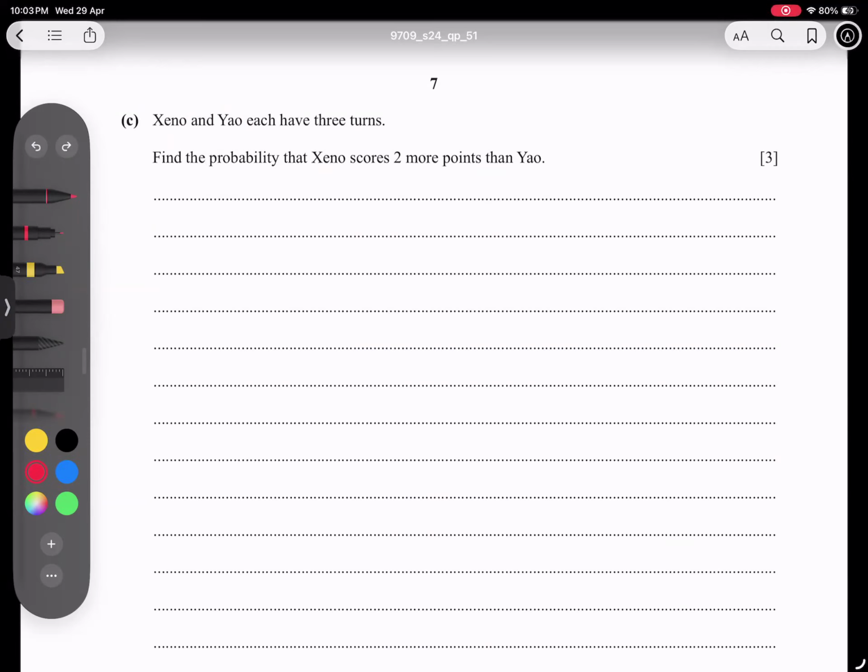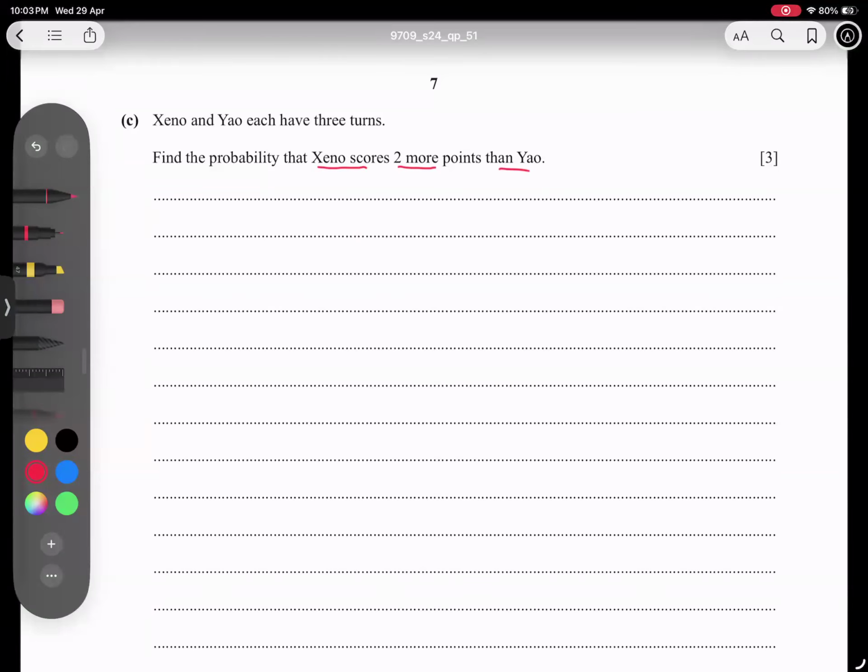Now he's saying X's score is 2 more. Sorry, the difference between X and Y is 2. It's very clear: X scored 2 more than Y. So how many conditions do we have? We have some conditions, and we can check them. Now have a look here.